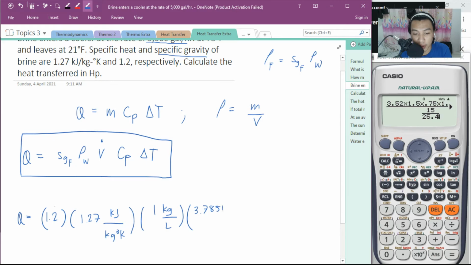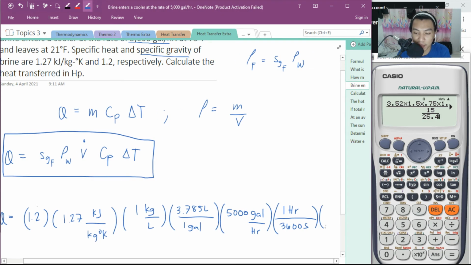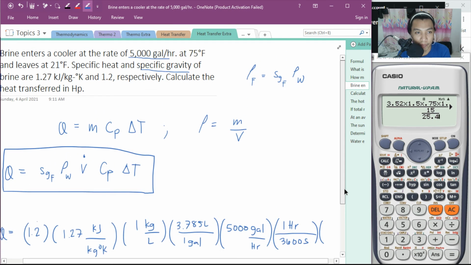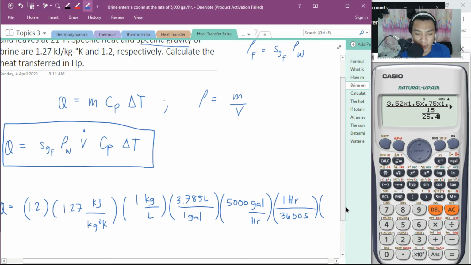3.785 liters per 1 gallon. Tapos, you multiply it with the 5,000 gallons per hour. Oh, mahaba lang talaga ang solution yan. Times yung hour. So, 1 hour, 3,600 seconds. Haba, no? Yan ang nagpapahaba dyan sa heat transfer. Tapos, okay, HP tayo. Okay na yan. Hour, seconds, gallon.